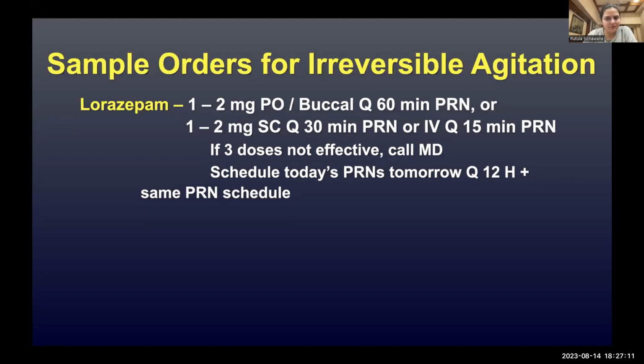If it's an irreversible cause, lorazepam can be started as 1 to 2 milligrams orally or sublingually every 60 minutes PRN, with PRN doses as and when required. Or it can be given as a subcut injection as well. If it's not responding, then you might have to step it up, or you might need to add another medication as well.